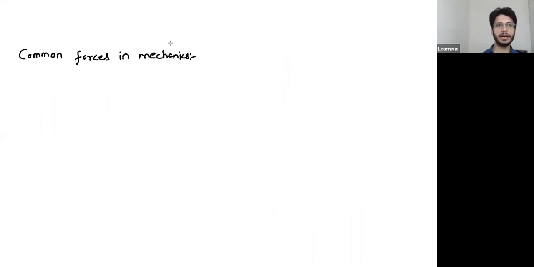This will take half an hour. I'm doing this topic in full detail, but when I come back to laws of motion, I will not take this topic. Common forces in mechanics. So the first force that we encounter in mechanics is weight.